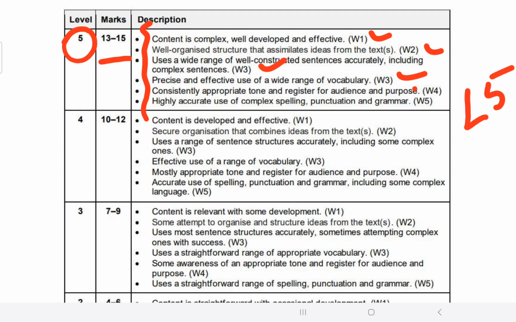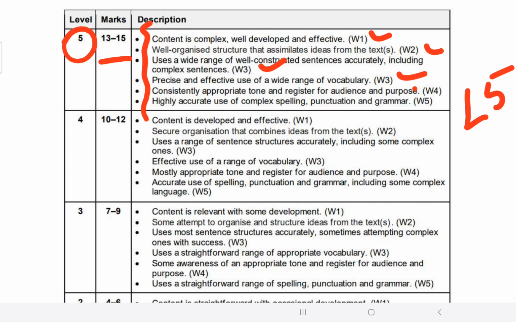That means that the kind of words you are using must be effective and precise. Precise means that if you are writing a report, you should know what kind of words you need to write in a report. And if you are writing an informal letter, you must be aware of what should be the precise vocabulary for an informal letter. And then consistently appropriate tone and register. Consistently appropriate tone, register for audience and purpose.